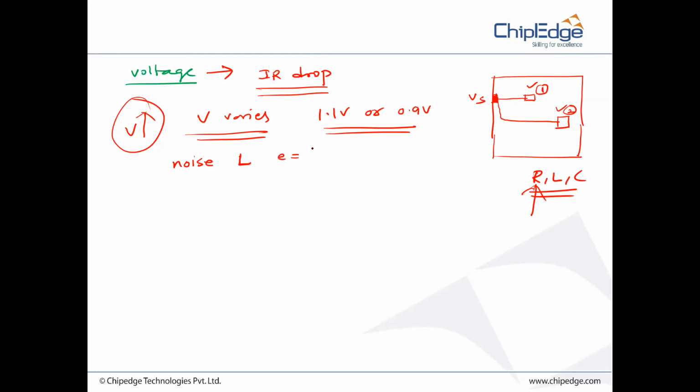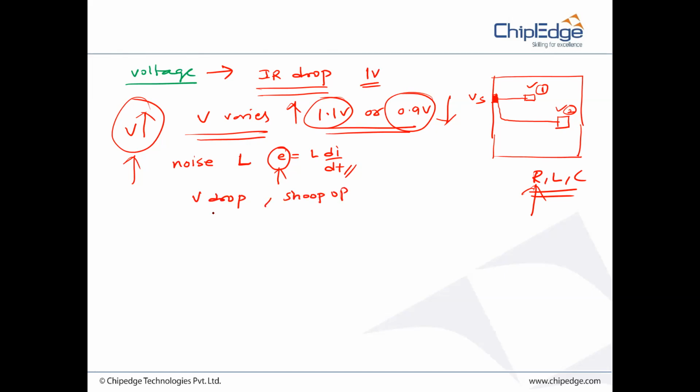Please understand where E is equal to L di by dt. Yes or no? This is clear. So due to some inductance effect, there will be energy which is stored. Due to that stored energy, sometimes voltage increases also. For example, the typical voltage is 1 volt, but it goes to 1.1, and in some cases decreases to 0.9. Some cases it will increase, some cases it will decrease. This is what is known as voltage drop and shoot up. Getting things?